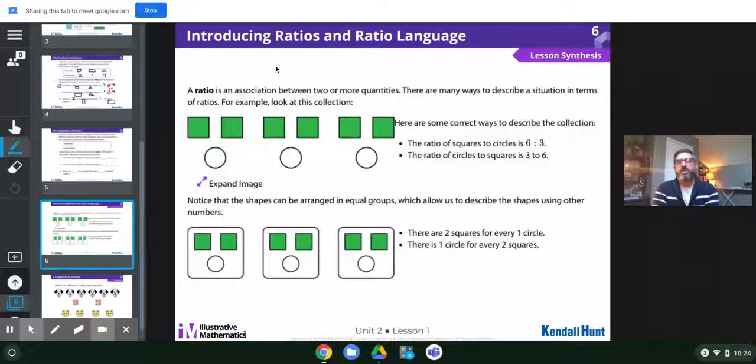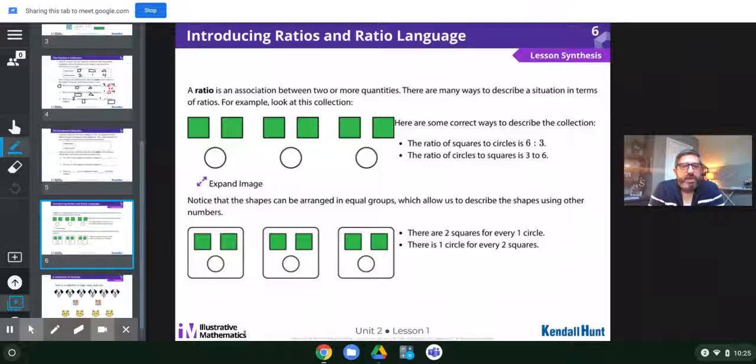But just to summarize what we've done today, we've talked about ratios. And the definition of a ratio is just an association between two or more quantities. So the quantities is just the number of items that we have. So in our case, we looked at shapes. So we know that the category that we were using was shapes, and the quantity of each shape was squares we had 2, triangles we had 1, rectangles we had 4. So it's just the number of the category that we have. And like we talked about, there are many ways to describe the ratios using those sentences that we talked about.